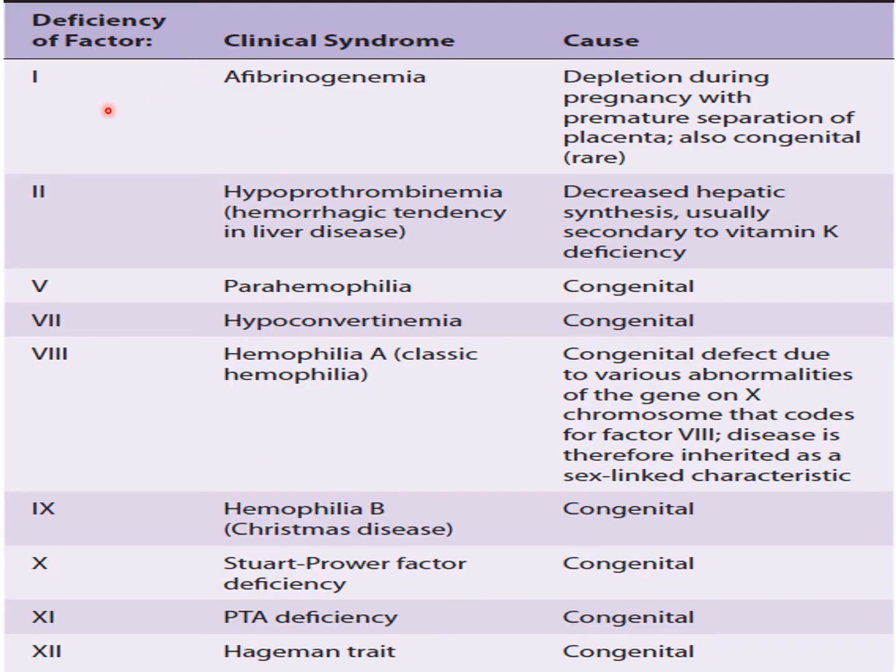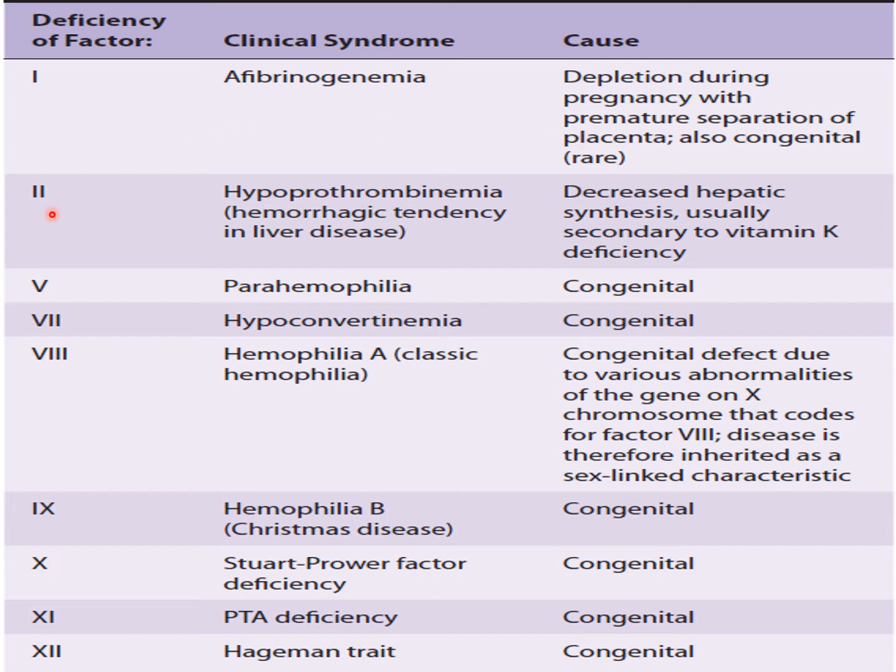Let's review quickly some of the clotting factors and effects of their deficiency. The clotting factor 1, the fibrinogen. There can be afibrinogenemia. Afibrinogenemia could be congenital, or it could be due to disseminated intravascular coagulation, when there is so excessive thrombosis in the body that fibrinogen is no more present in the plasma. We shall be discussing these features of disseminated intravascular coagulation later on. So afibrinogenemia could be congenital, that is a rare event, and then there could be due to depletion during pregnancy when there is premature separation of placenta, and it causes disseminated intravascular coagulation.